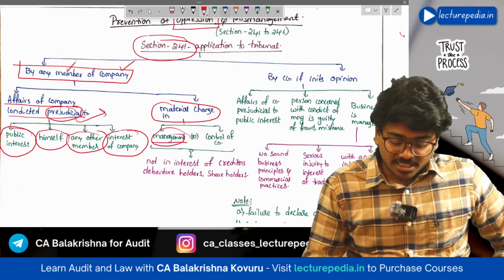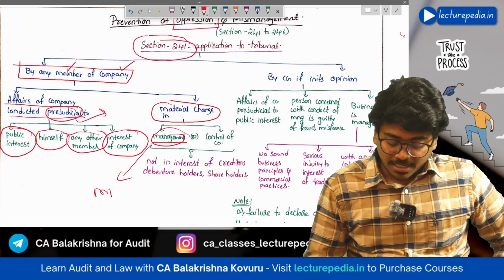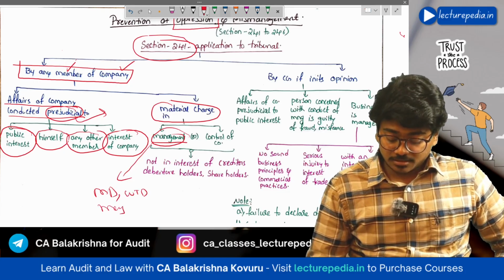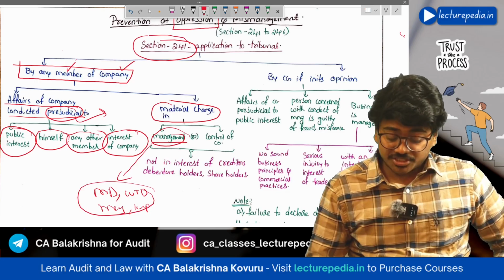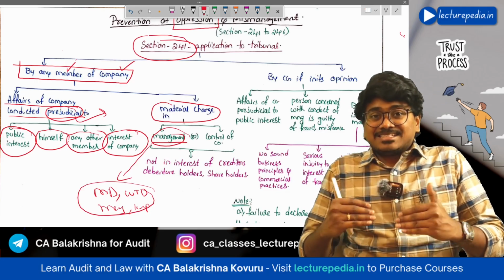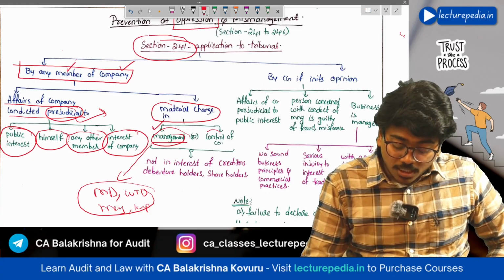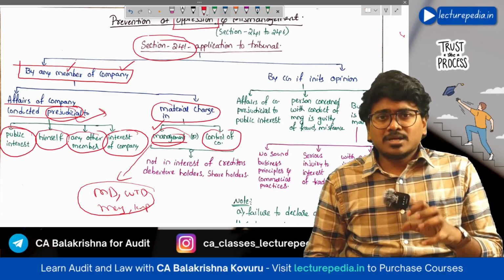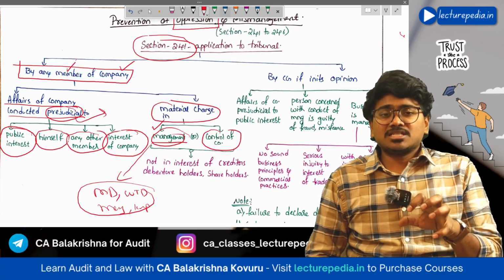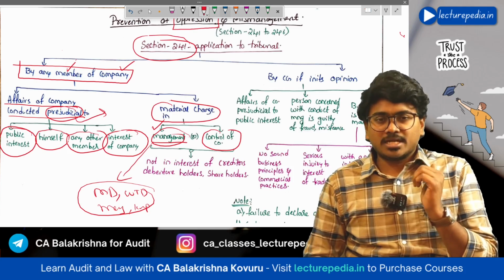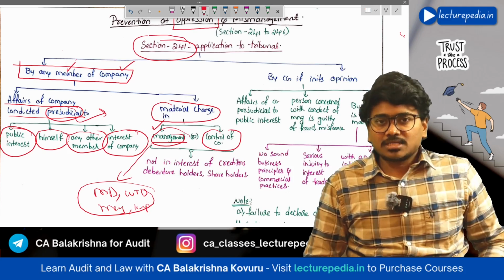Management means top management, like managing director, whole time director, manager, key managerial personnel, CEO, CFO. So if there is any material change in the management or control of the entity, control of the entity means who will control the entity? The shareholders will control the entity. Whoever is having a majority shareholding, they will be having the control over the company.